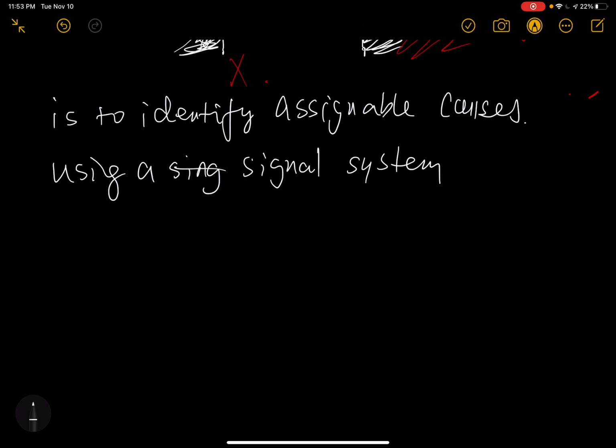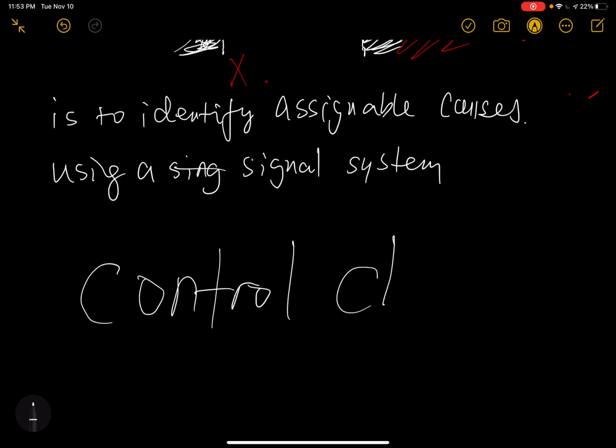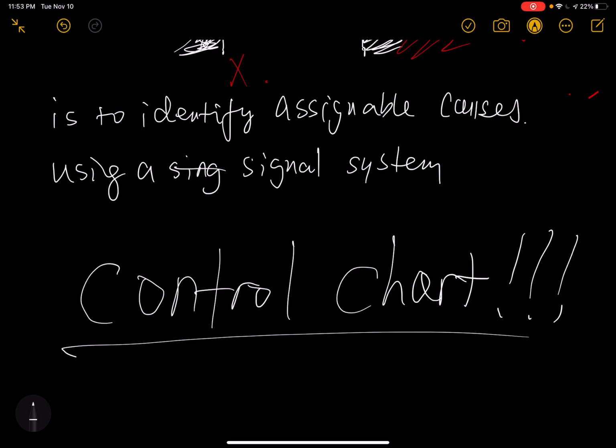What the signal system is called? It's a kind of control charts. Okay? All right. So let me show you what the meaning of the control charts is. Shall we? Okay. So let's find out what a control chart is.